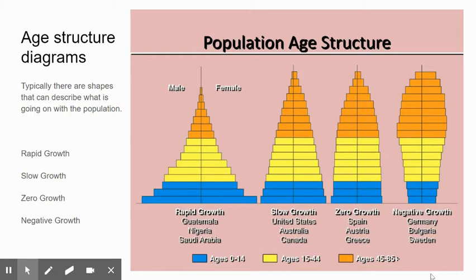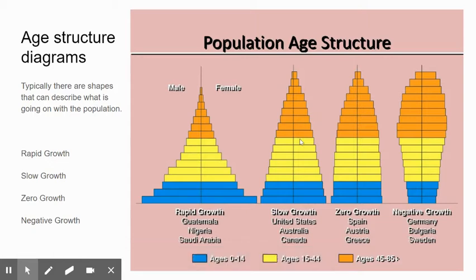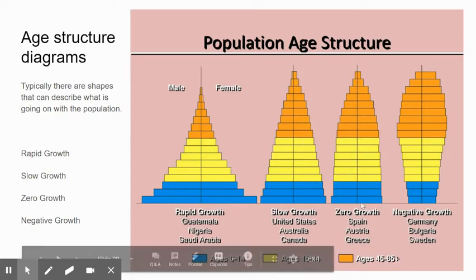And so what would possibly be the best shape? The best shape would be perhaps the closest to straight up and down. So you would have the amount of old people equal to the amount of young people, where you're not continually growing, where you have zero growth.